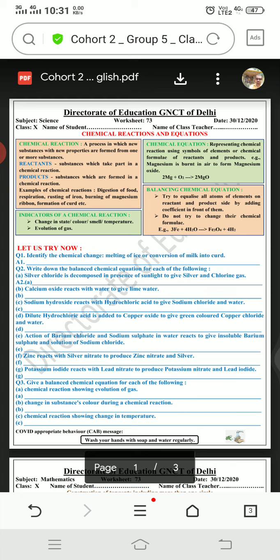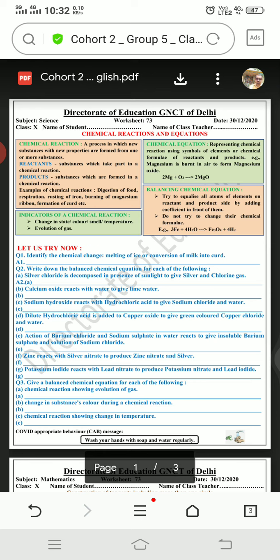So, first of all, we know what is chemical reaction. It is a process in which new substances are formed with new properties by combination of two or more than two old substances. So, chemical reaction is the process in which new substance is formed by old substances. The new substance formed is known as product, and the old substance which combine together to form new substance is known as reactants.